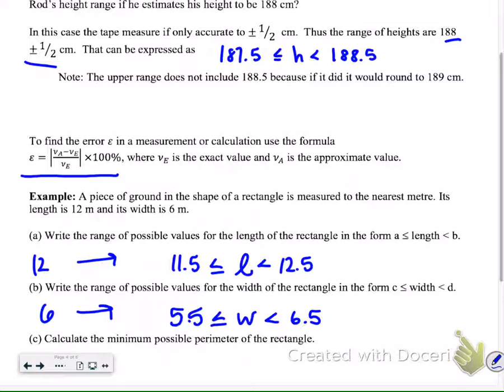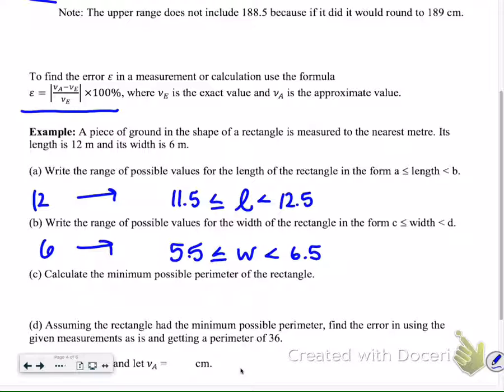Now calculate the minimum possible perimeter of the rectangle. Well, the minimum would be if all of the lengths were the least that they could be. So I can have 11.5, 11.5, 5.5, and 5.5. Of course, perimeter of a rectangle, you need to add each side of your rectangle there, which is going to have double dimensions for your length and width. And that's going to give me 34. So that's the least that the perimeter could actually be.